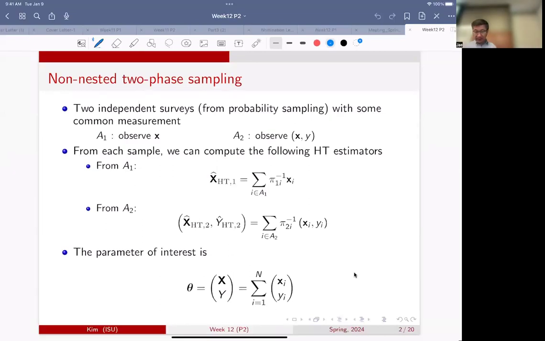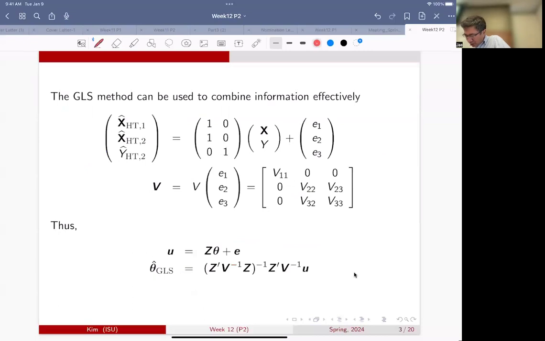So in A1, you observe X. In A2, you observe X and Y. Okay. That means from each sample, we can compute the following Hurwitz Thompson estimator. So you can actually obtain three estimators for two parameters. You have two parameters, but you have three estimators. So that means you can gain something. And then you can construct a general linear model.